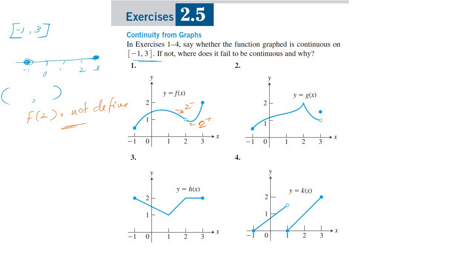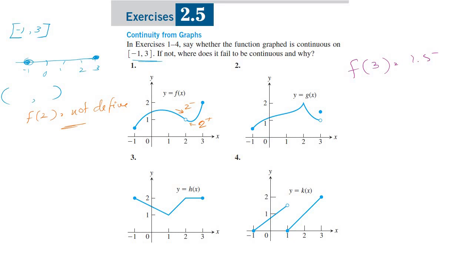Let's look at 3. This second question, let's use a different color. In this second question, we see the function is defined all throughout except at 3. The function at f(3) is about 1.5.